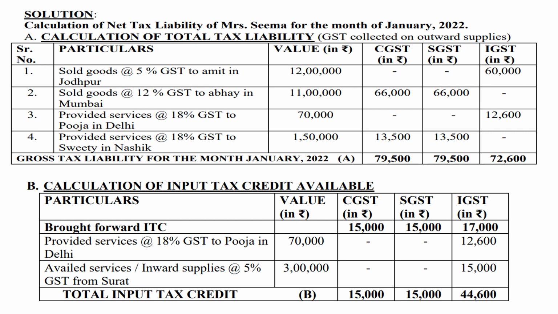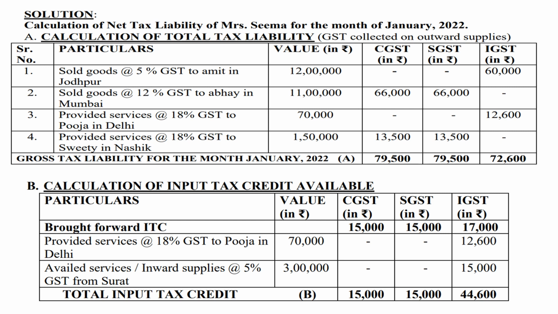Now the second one, sold goods at the rate of 12% GST to Abhay in Mumbai. Abhay is from Mumbai, Seema is from Maharashtra, and Mumbai belongs to Maharashtra. So it is an intrastate transaction, and here CGST and SGST will be charged. The total GST of 12% is divided into CGST and SGST in equal parts, 6% to CGST and 6% to SGST. So we have 11 lakh, 6% is 66,000, so 66,000 in CGST and 66,000 in SGST.